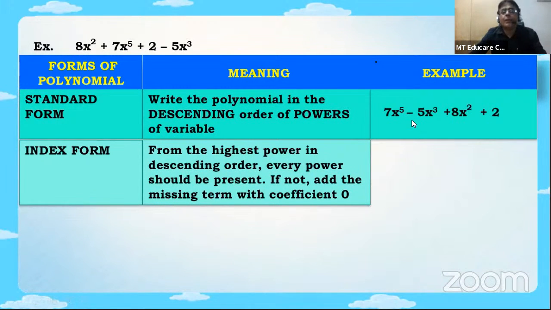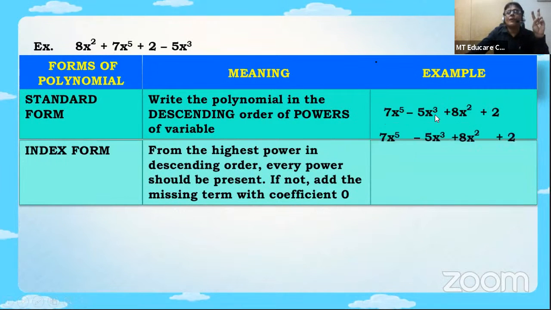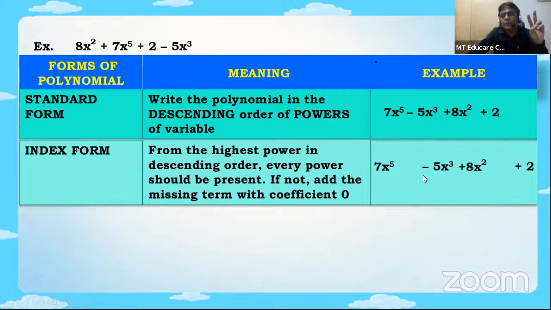Now look at the polynomial. Look above, at the example inside the table. X raised to 5 is there. X raised to 3 is there. My goodness. After X raised to 5, directly X raised to 3. That means the X raised to 4 term is missing. The X raised to 1 term is also missing. So we keep a place for them. Now what will we write there? Plus 0x raised to 4 plus 0x.